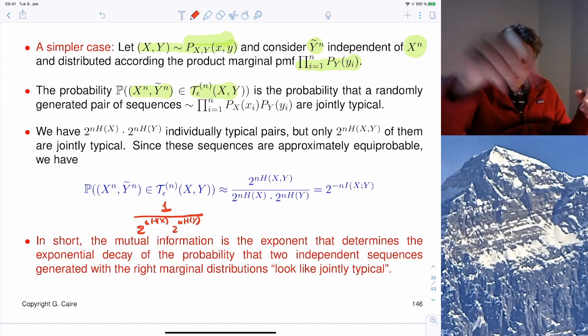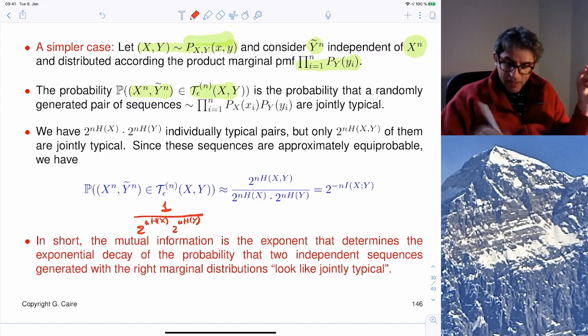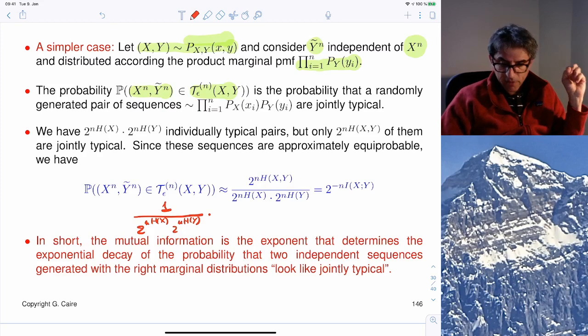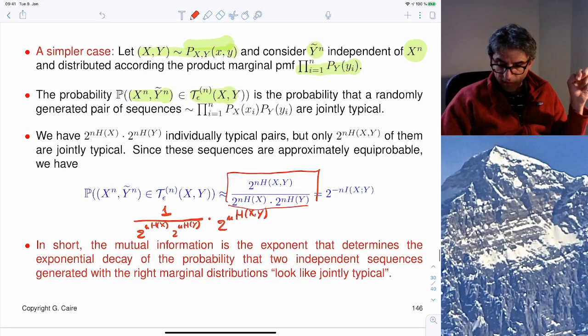What is the probability that a randomly picked pair is in fact jointly typical? Well, it's essentially this probability times the number of possibilities of having a jointly typical sequence, which is 2 to the n times the joint entropy, right? And if we take this ratio, well, this is exactly 2 to the minus n times the mutual information, because the joint entropy minus the two individual entropies makes minus the mutual information. Okay, so that's the interpretation.